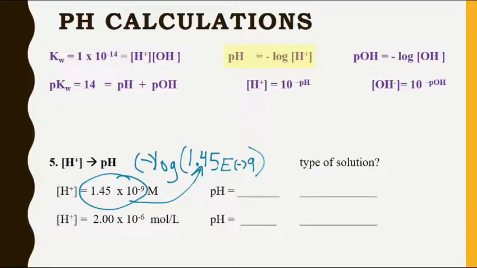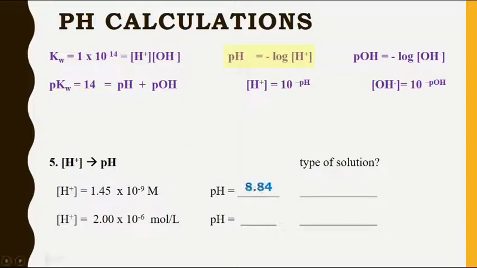Either way, when you plug that into your calculator and push enter, it's going to give you 8.84. We're going to round this as best we can to equal the number of sig figs in the base from that original concentration. So I rounded this to 3 sig figs here. And you notice it's pretty close to 9. It's not too far off, but it isn't exactly 9 anymore.